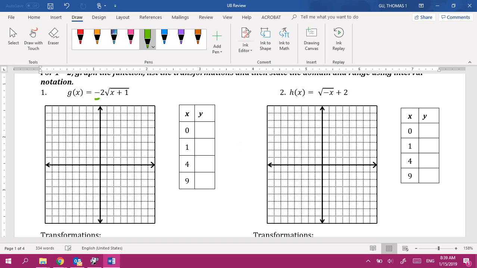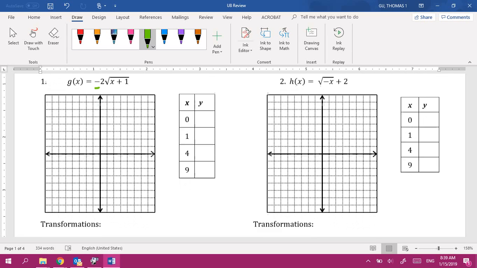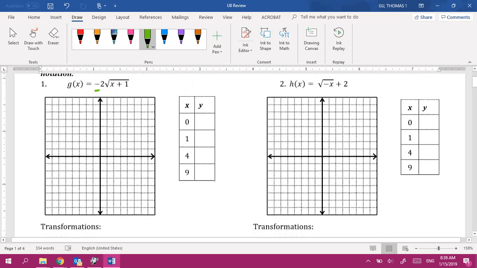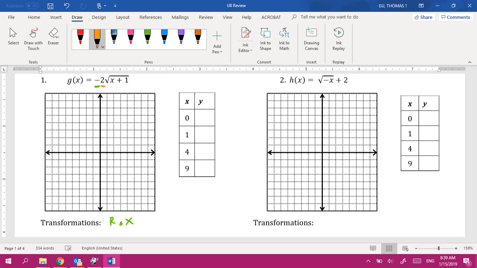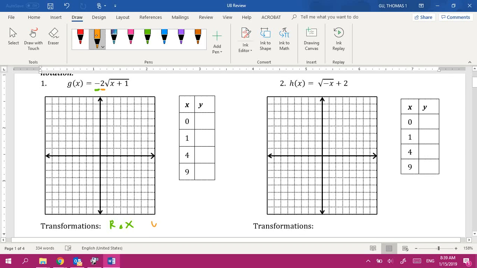Reflection. Do we see a negative sign? One right there. So what does that tell you? Reflect over the x, because it's on the outside of the square root symbol. Okay, next, what do we look for? Right, horizontal or vertical stretch or shrink. This 2 tells us what? Vertical stretch by, you need to include the factor. Vertical stretch by 2, right.